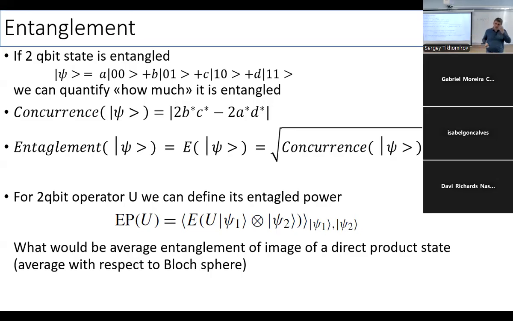Star is conjugacy. Sometimes I use bar, sometimes I use star, because this is equivalent notation. So if I apply a 1-qubit gate, then if I started with a direct product, I would end up with a direct product.